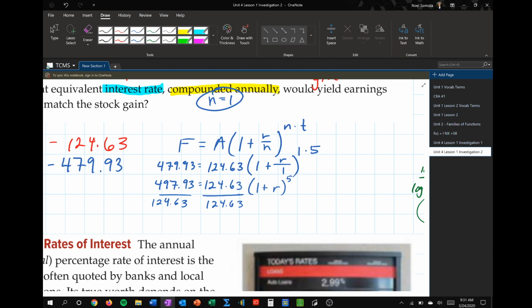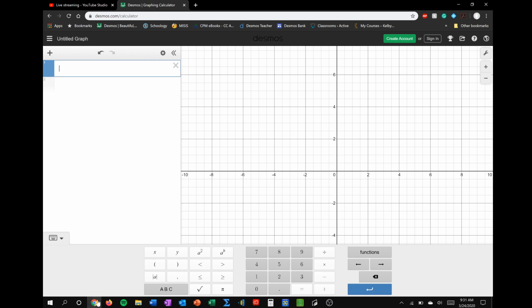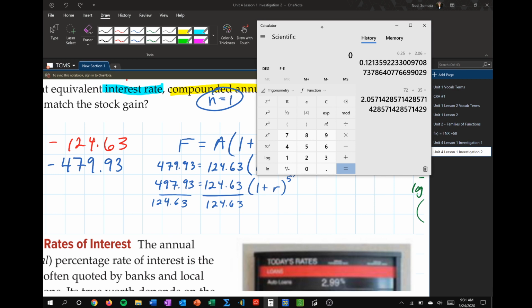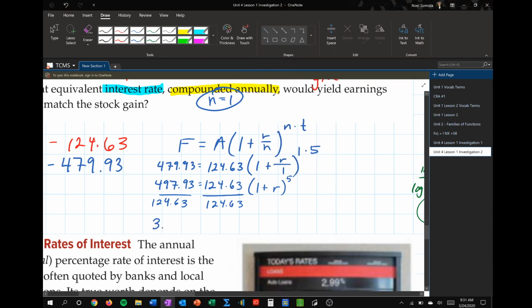let's see, actually I'll use this one. 479.93 divided by 124.63. Okay, so here let's try to round this off to about 4 digits. So we're looking at 3.8508 is going to equal, well, now this cancels, so you have (1 plus R) to the 5th.